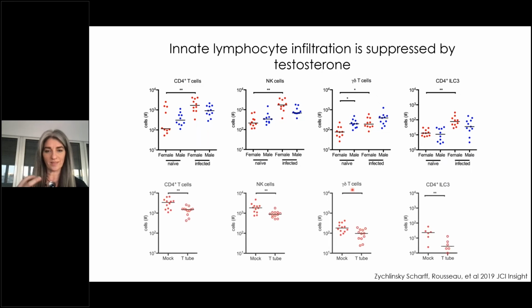We then went on and we did the opposite experiment, and we looked in animals that had been treated with testosterone, and we saw that these same populations were decreased in the animals that had been treated with testosterone compared to their untreated controls at 24 hours post-infection. And so what's really interesting about these 4 groups of cells is 3 of them make the cytokine IL-17.